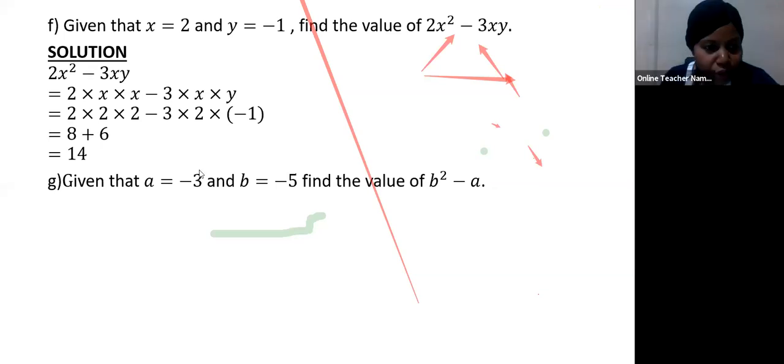Okay, we continue. So we have given that A equal to -3 and B equal to -5. Find the value of B squared minus A.